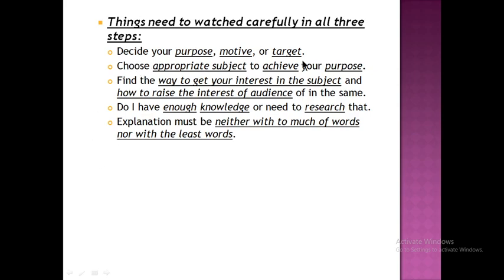Decide your purpose, motive, or target. If you want to speak with a purpose, it is very necessary to know about your purpose, your motive, or your target.